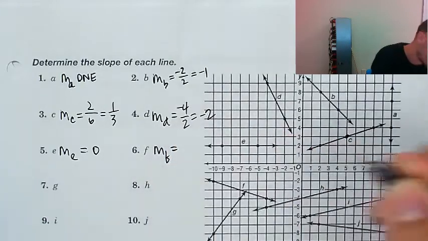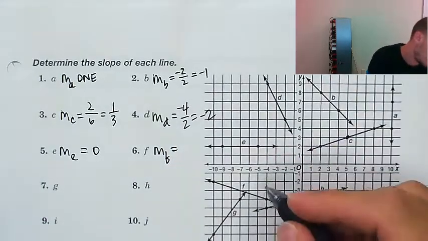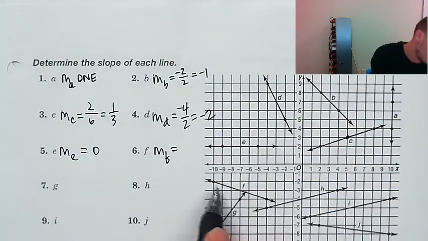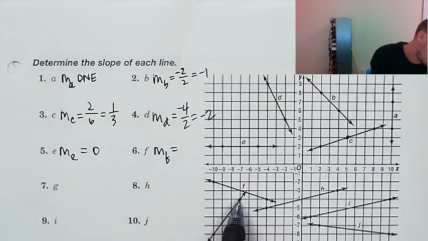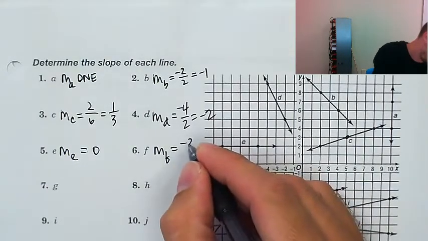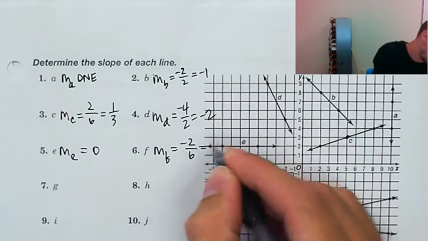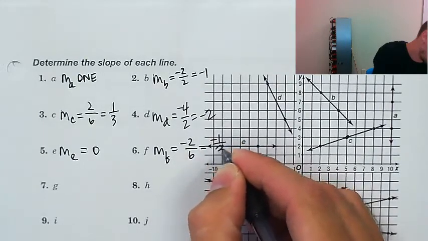The slope of f is going to be, where's f? F is this one up on top. So it rose by -2, went down by 2, when it ran by 1, 2, 3, 4, 5, 6. So -2 over 6, we know we can simplify that. That's -1/3.